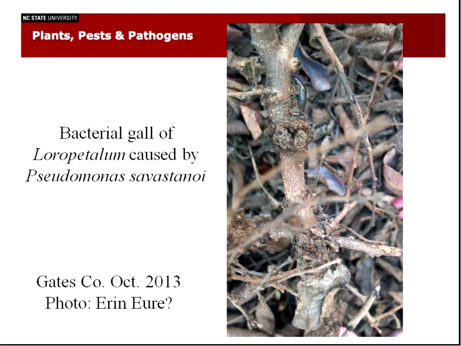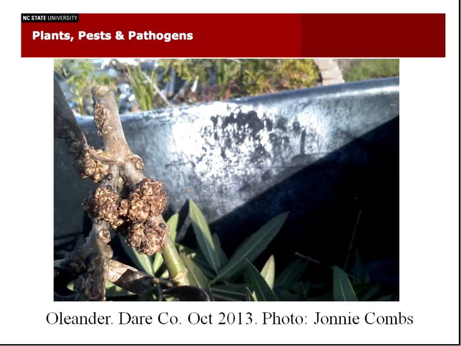Now, you remember that was the one I mentioned as having been found in the galls on Forsythia. But these apparently have different strains that are specialized to some degree or another on different hosts. So olive knot is another one. And the photograph that was just sent in this morning and I was asked to comment on was this oleander from Dare County, and this is probably also another strain of Pseudomonas savastanoi.